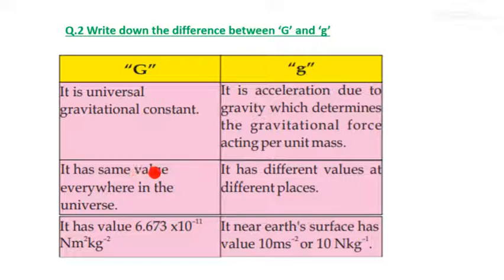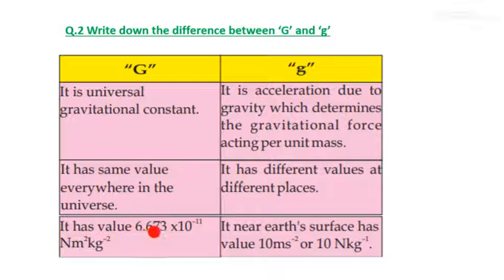G has the same value everywhere in the universe. You can measure the value of G on Earth, and you can measure the value of G on the Moon, and it will be the same. But small g is different at different places. It depends upon the gravity there. Capital G is the universal gravitational constant. You can measure it anywhere in the universe and on every planet, and it will be the same. Small g will differ at different places.